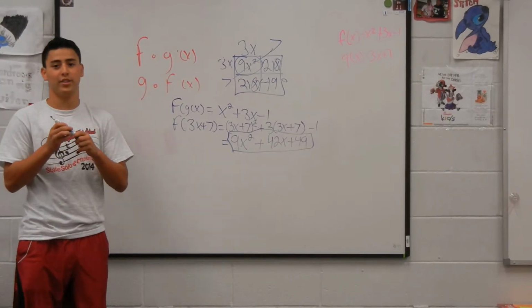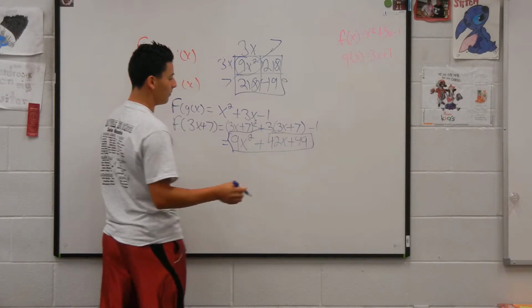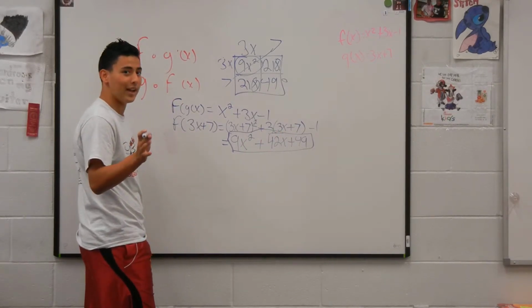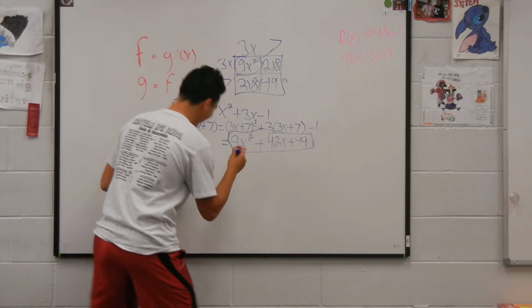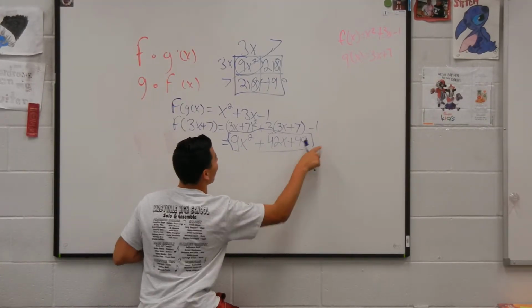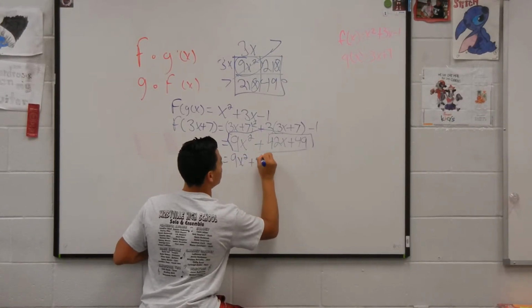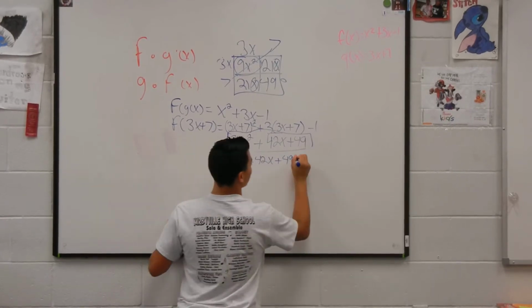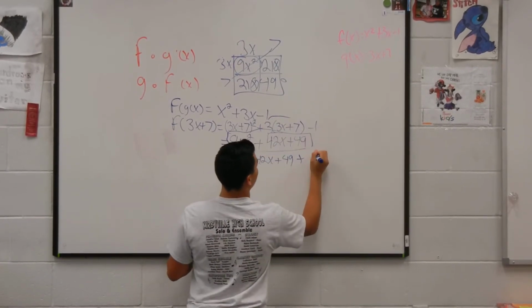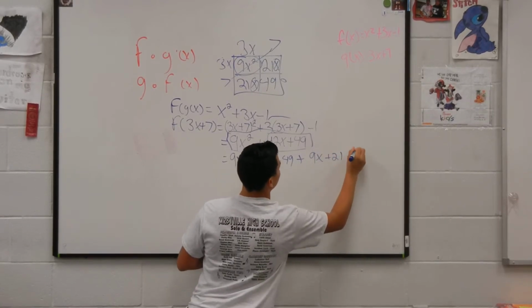And for this right here, I didn't do that. I kind of skipped it. I was seeing if y'all would catch the mistake. Okay, I'm going to take this off. And it would be 9x squared plus 42x plus 49 plus 9x plus 21 minus 1.